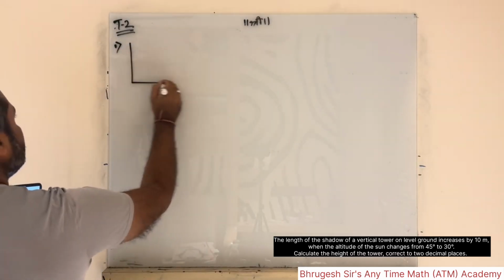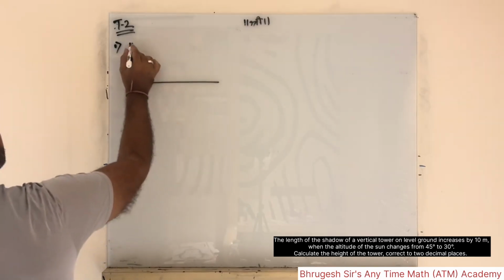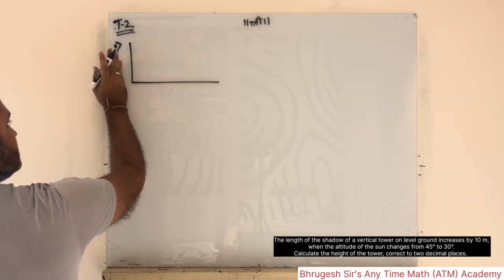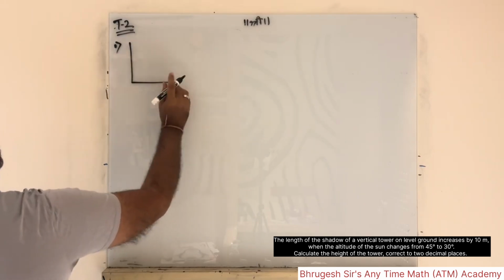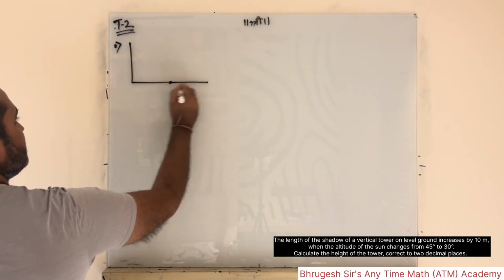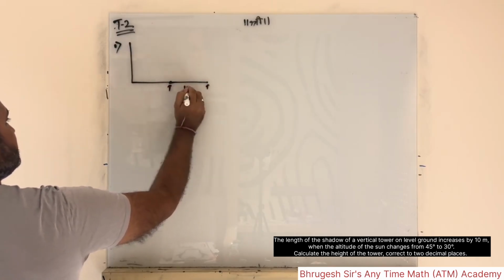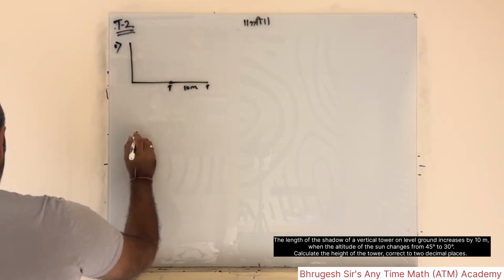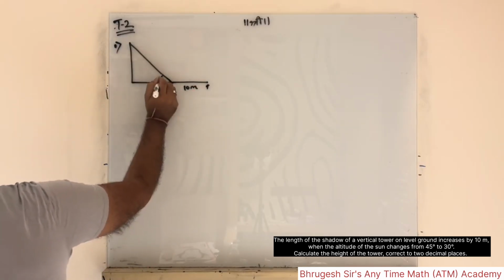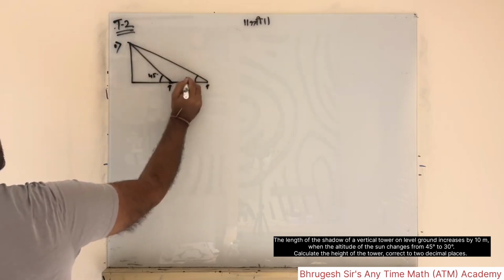The length of the shadow of the vertical tower increases by 10. So suppose, for example, this is the tower and this is its shadow. We are saying the length of the shadow increases by 10, meaning earlier it was up to here, now it has become this much. It increases by 10 meters when the altitude of the sun changes from 45 to 30. Earlier it was 45, now it has become 30.